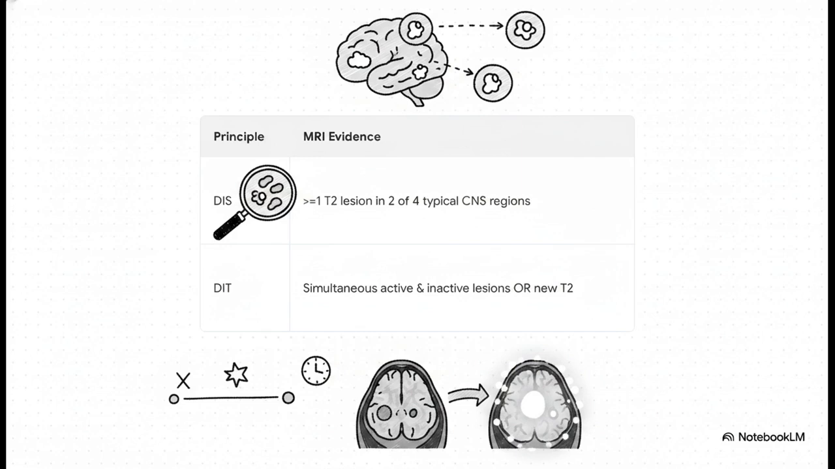Now, for dissemination in time, or DIT, here's the kicker. You don't even have to wait for a second clinical attack anymore. A single MRI showing both an old non-enhancing lesion and a new active gadolinium-enhancing lesion at the exact same time proves that this inflammatory process is ongoing.